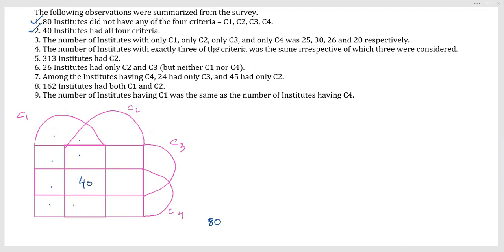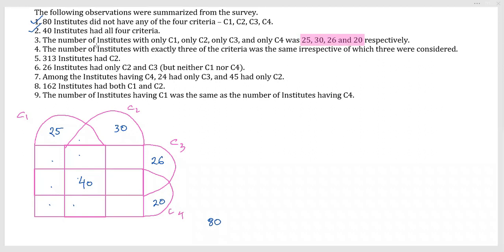The number of institutes with only C1, only C2, and so on, are 25, 30, 26, 20. So 25 only C1 will be this, 30 only C2, 26 and 20. These are the things, 25, 30, 26 and 20. This has been done for them.